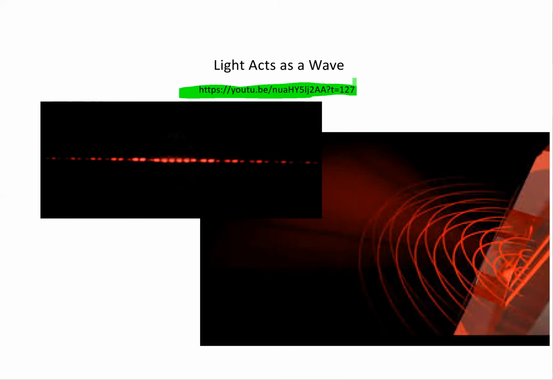So we'll follow that video with discussing the second half of light's behavior, which is behaving as a particle rather than as a wave.